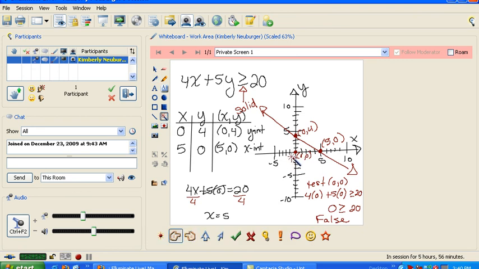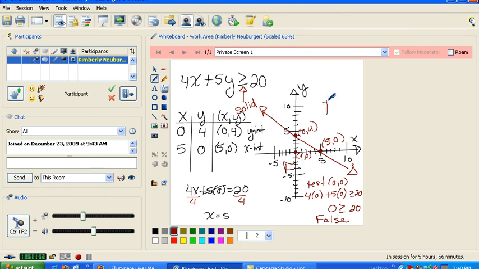Since my point 0, 0 is located on this side of the line, and it did not work, that means everything on this side of the line will be false when it's plugged into that inequality. By default, the other side of the line is where all the points are true. So we want to shade the other side of the line because that's where all the points satisfy that inequality. And that is how you go about graphing inequalities.